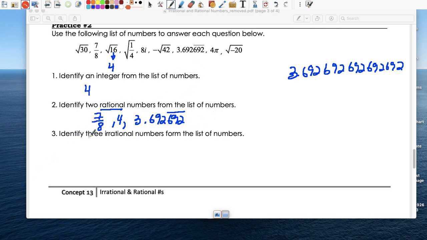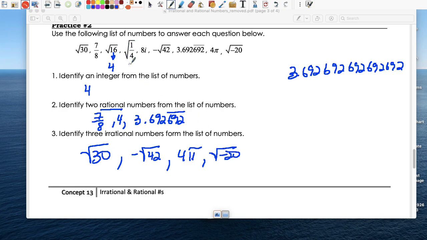Okay. Identify three irrational numbers. Well, square root of 30. That's irrational. It's not a perfect square. Square root of negative 42. And then 4 pi. Square root of negative 20.